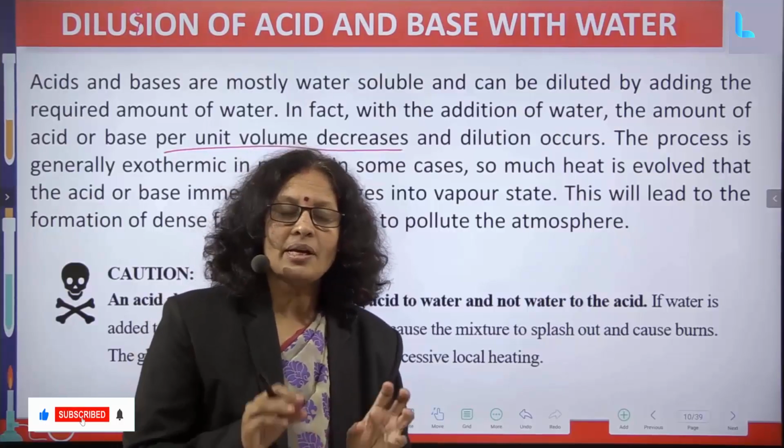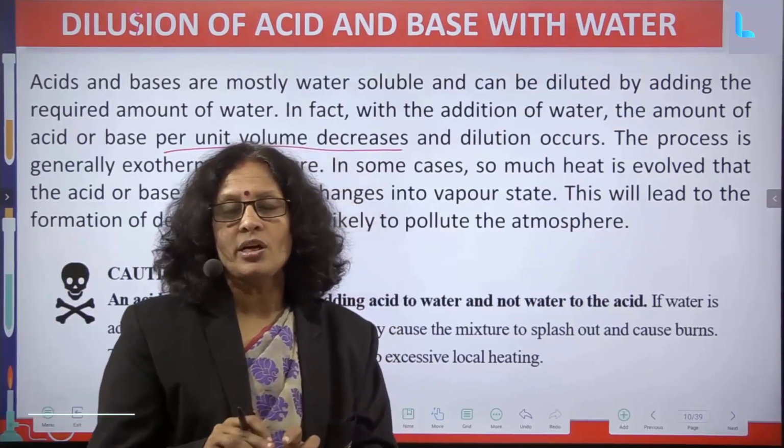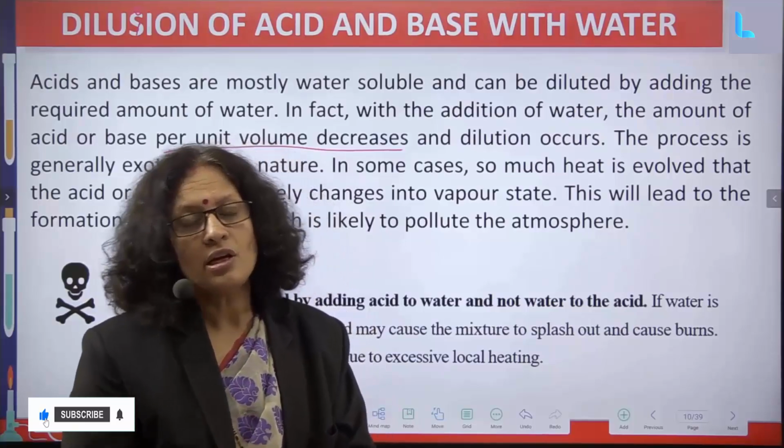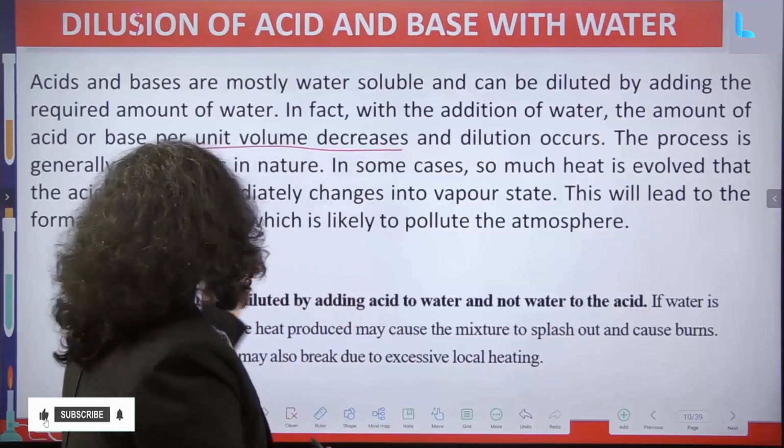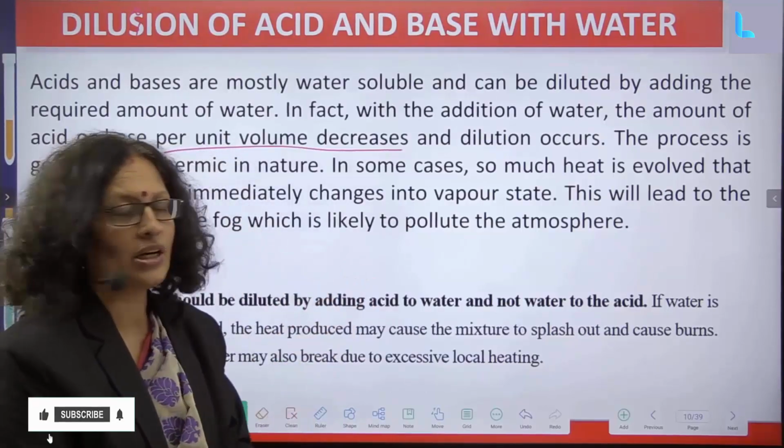So what is happening? The quantity of H plus and Cl minus ions is much lesser than the water molecules. That is why it is called dilution. The process is generally exothermic in nature.